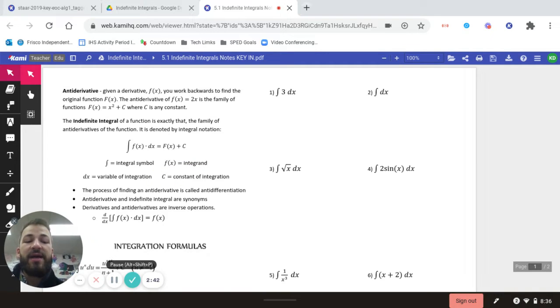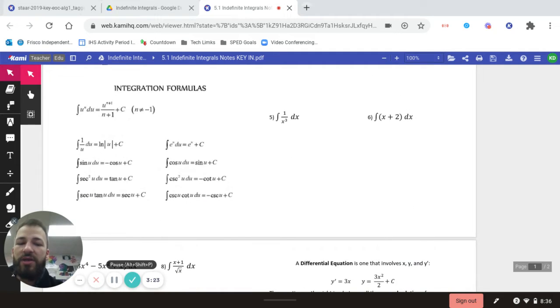Okay, so the process of finding an antiderivative is called antidifferentiation. I know, crazy. Derivative, differentiation, antiderivative, antidifferentiation. Antiderivative and indefinite integral are synonyms. They mean the same thing. So if I ask you to take the antiderivative, or if I ask you to find the indefinite integral, both are going to be the same. And derivatives and antiderivatives are inverse operations. So if I were to derive the integral, that would just equal the function that I have. Just like multiplication and division, addition and subtraction, square roots and squares, all those different things undo each other. Derivatives and integrals are those inverse operations. They do undo each other.